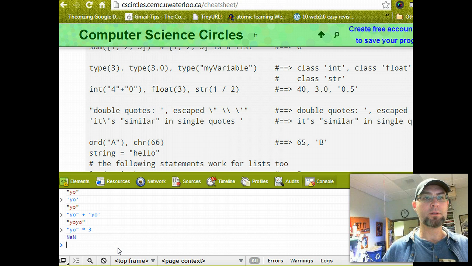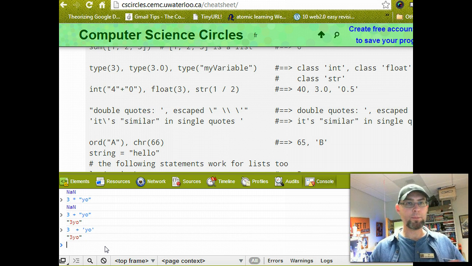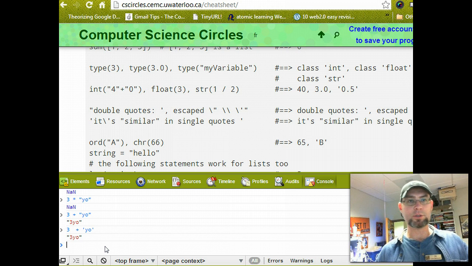What if I do quote yo times 3? Not a number, so it doesn't like that. What if I do 3 times yo? Whoops. 3 times yo, not a number. What if I do 3 plus yo? Hey, that works. 3 plus single quote yo, that also works. So we can add a number to a string, but it doesn't actually do math. It just treats the number as a string.